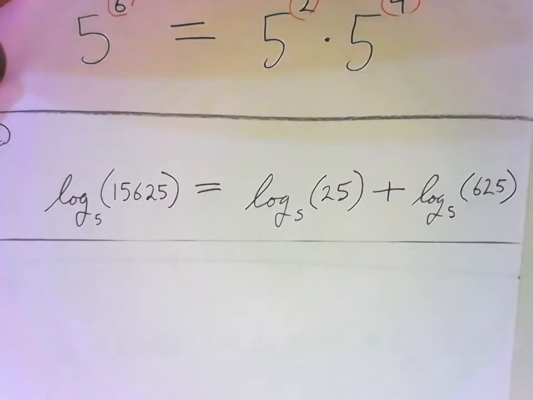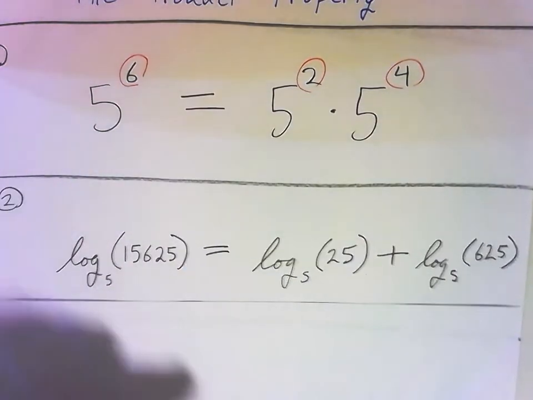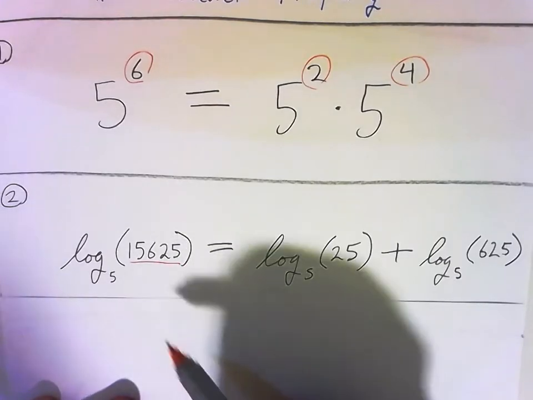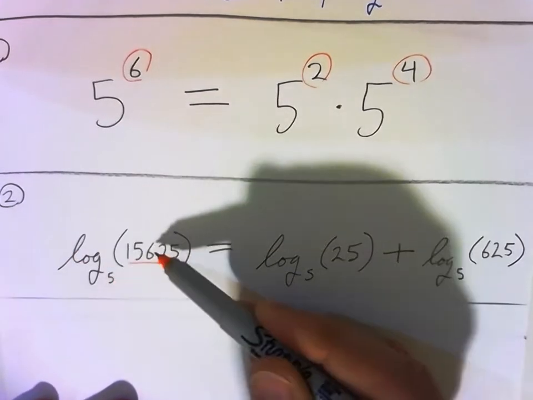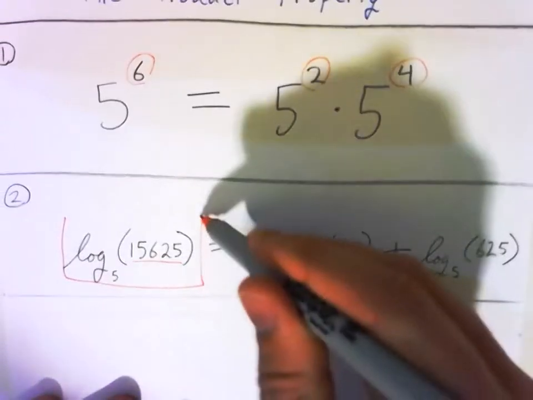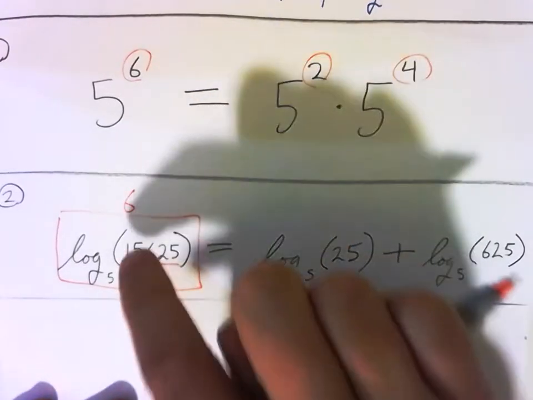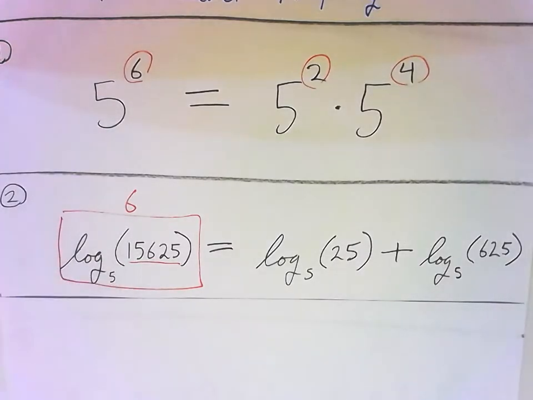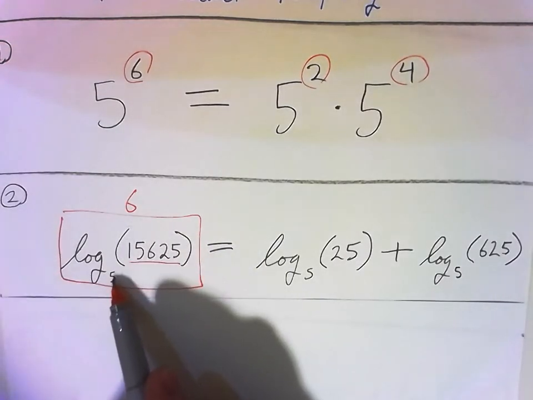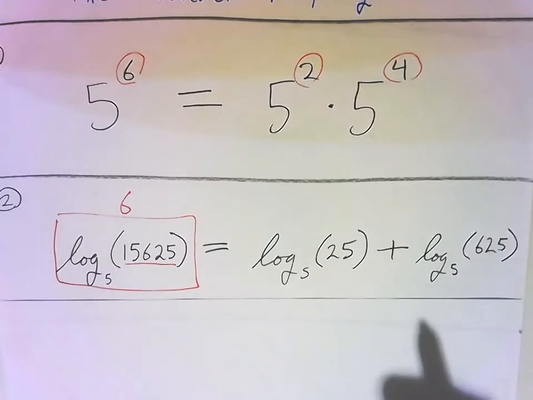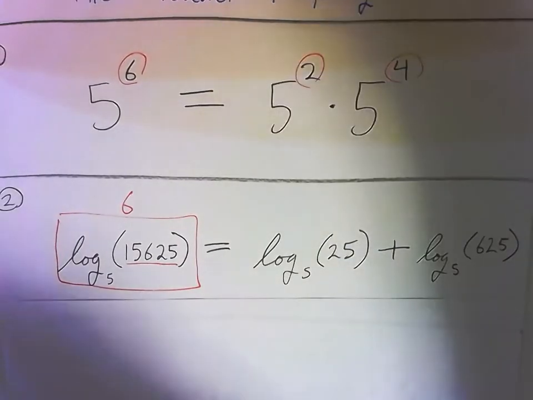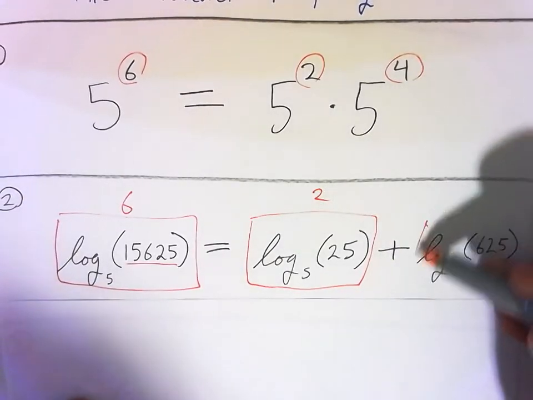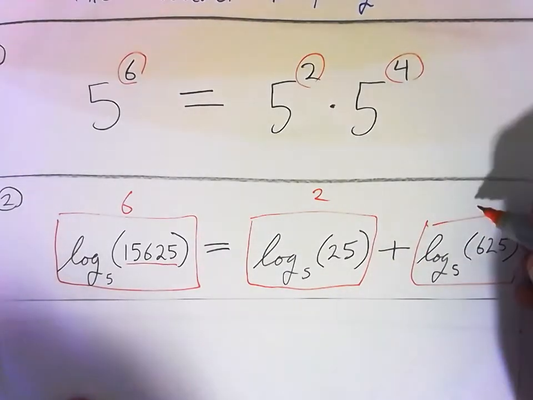So when we come to logs, 5 to the 6th power is this thing right here. So log base 5 of that would equal 6. This thing equals 6. Remember, the log is the power, or the log is the exponent of the base that you need to get the thing inside the parentheses there. So this would be equal to 2, and this would be equal to 4.